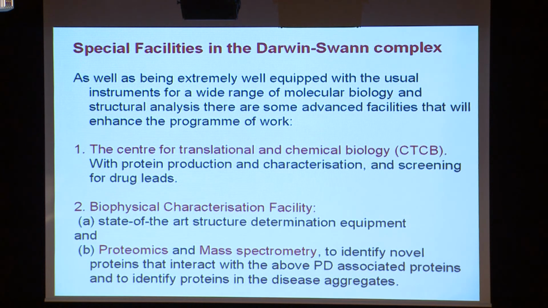And to that end, we have some very good facilities in our institute, a wide range of state-of-the-art molecular biology and structural analysis, and we have the Centre for Translational and Chemical Biology, with protein production, characterization, and screening for drug leads. We've also got state-of-the-art structural determination with NMR and mass spectrometry, and a very good proteomics and mass spectrometry facility to identify proteins that interact with these proteins, including 14-3-3, and perhaps identify proteins in these disease aggregates.